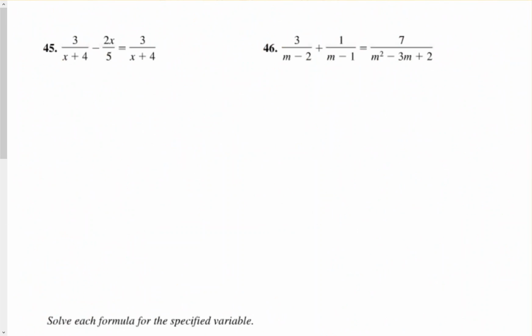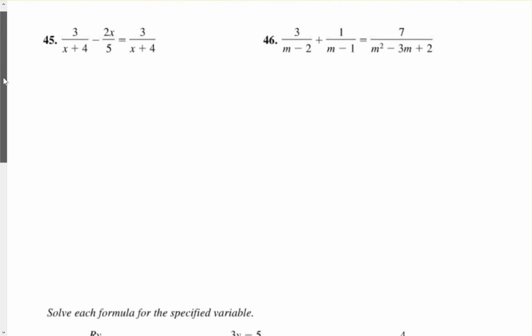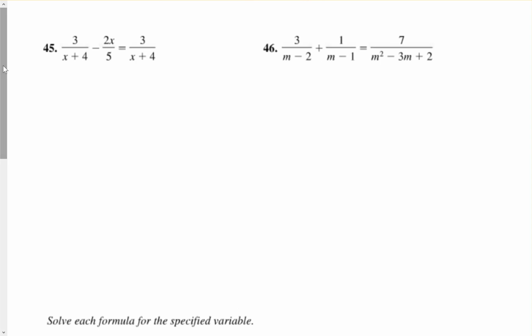Alright, let's take a look at 45. Okay, you have x plus 4s and you have a 5. So your common denominator will be 5 times x plus 4. Okay, so multiply everything through by 5 times x plus 4.